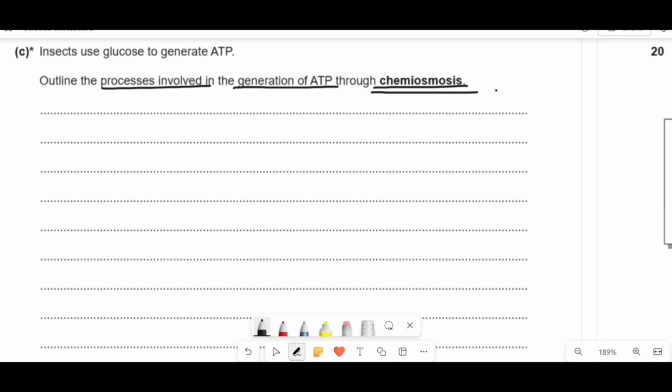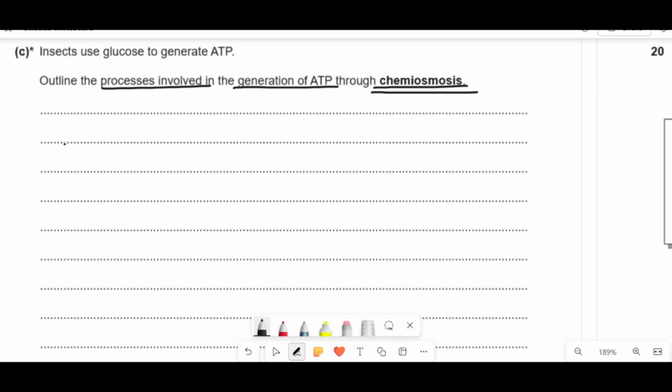So all they want to talk about is the chemiosmosis part. They don't care about anything else. So in that case, let's talk about the overall purpose of chemiosmosis. The entire point of chemiosmosis is to pump protons out of the matrix into the intermembrane space. You create a proton gradient, and then you use that to drive ATP synthesis.